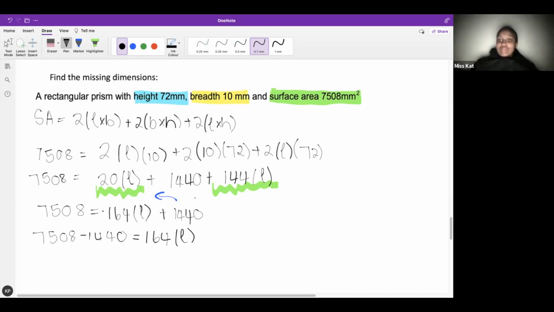Oh, Palisa is already at the end. We are subtracting, remember, not adding. Oh, it is subtracting 6,068. Oh, Lord. 164 times length. And then what?